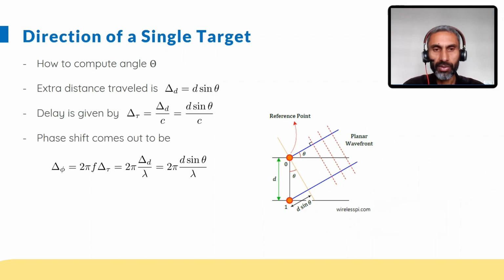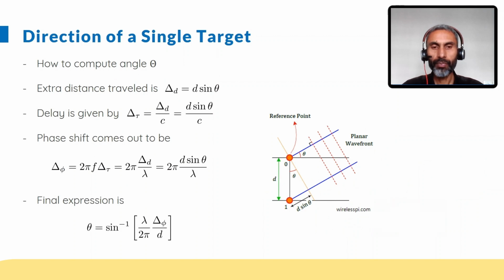Now, what is the phase shift? The phase shift will be 2 pi f delta tau, which will be 2 pi delta d over lambda, or 2 pi d sine theta over lambda. If we can compute that phase shift, we will have a handle on the direction depicted by sine theta. So the final expression is given by theta equals sine inverse of lambda delta phi over 2 pi d.